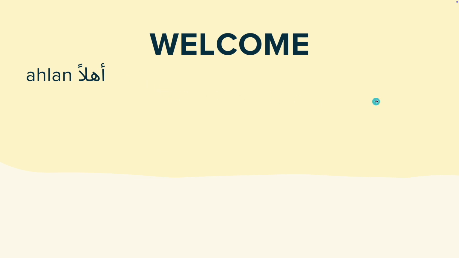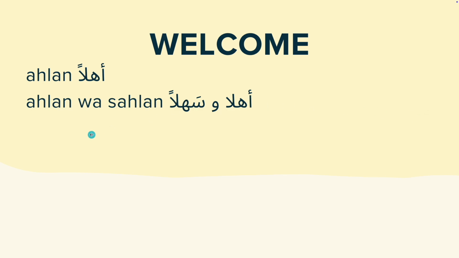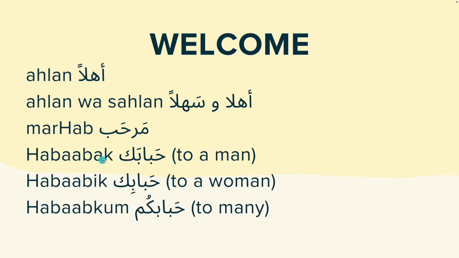If you want to sound more formal and more polite, say Ahlan wa sahlan. You can also say marhab. And this is also a casual way of welcoming your friends or visitors. You can also say hababak or hababik or hababkum. Hababak is said to a man, hababik to a woman, and then hababkum. This is also a very welcoming expression that you can say to your visitors.